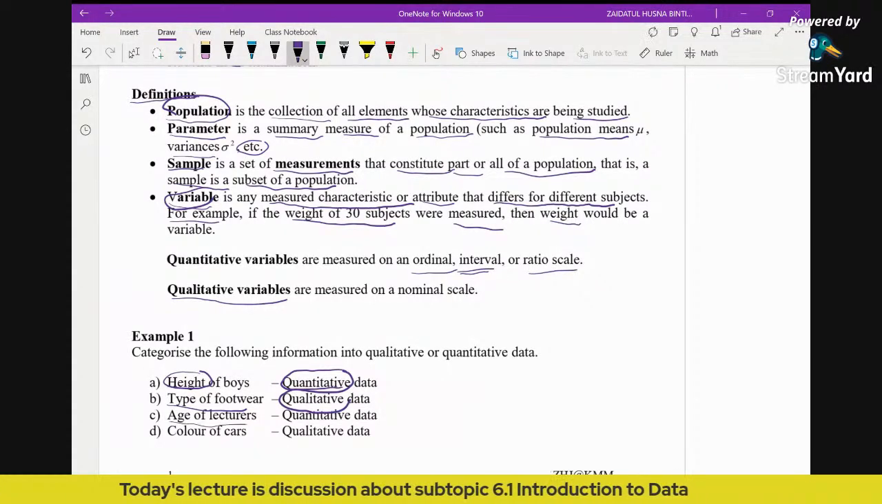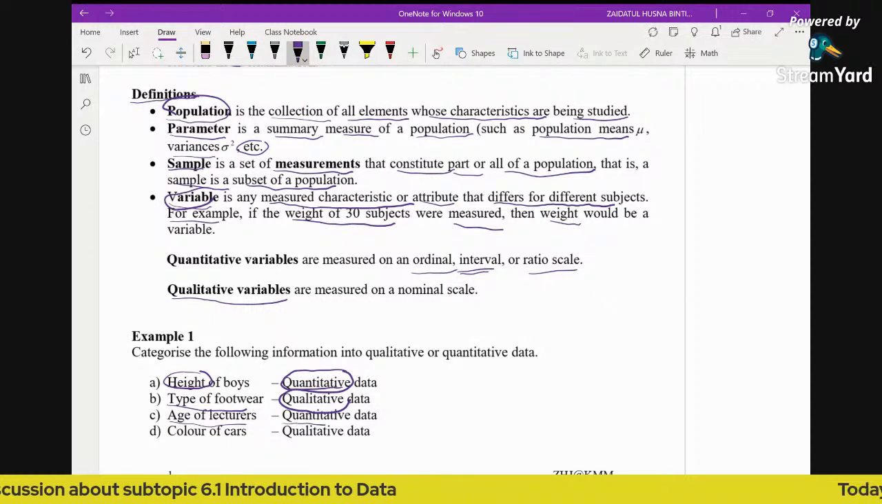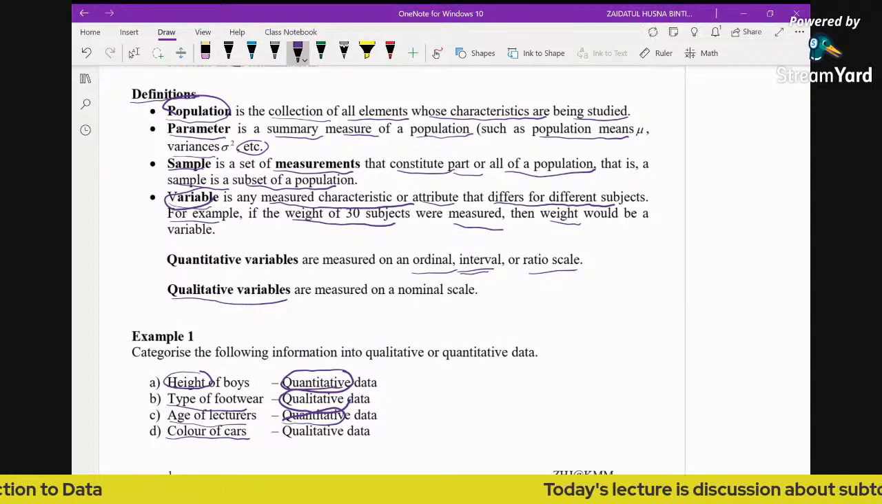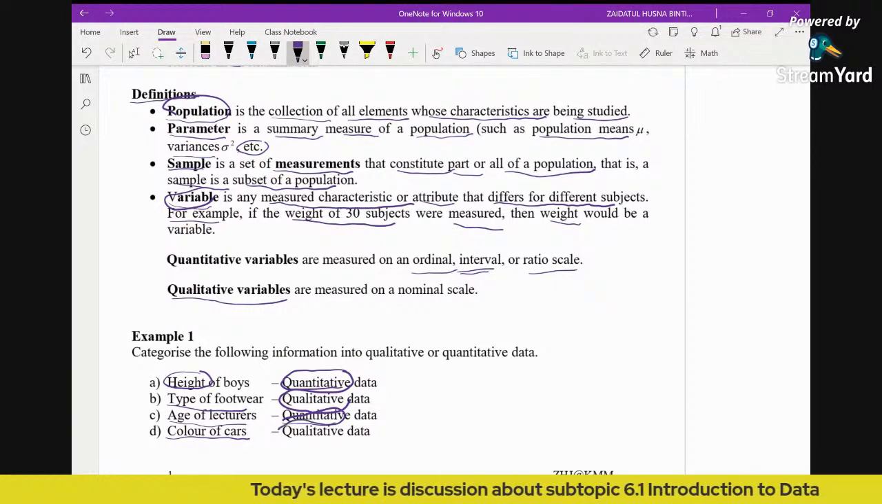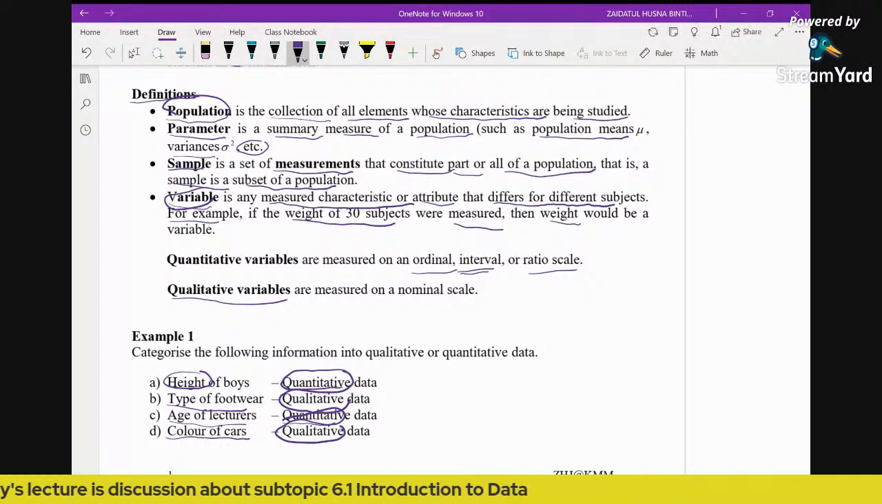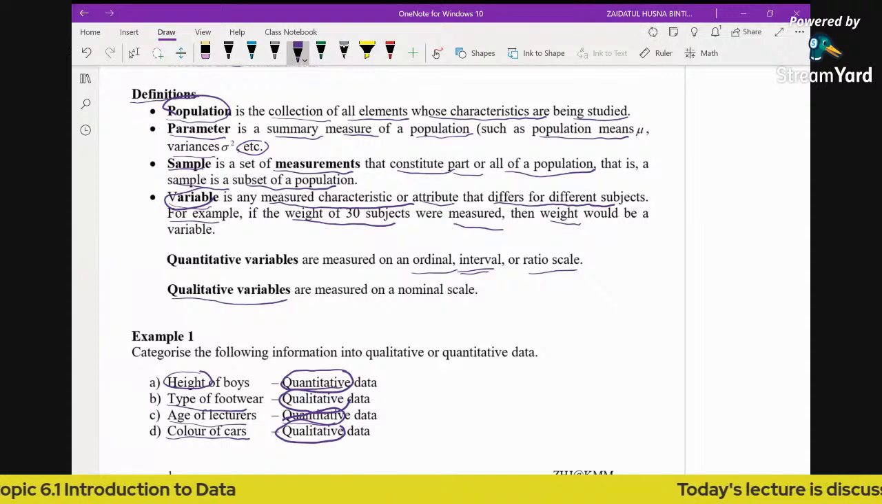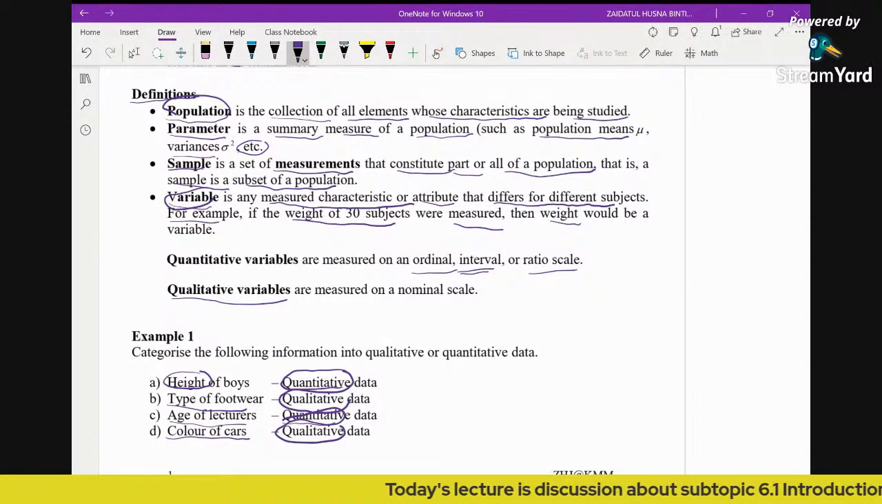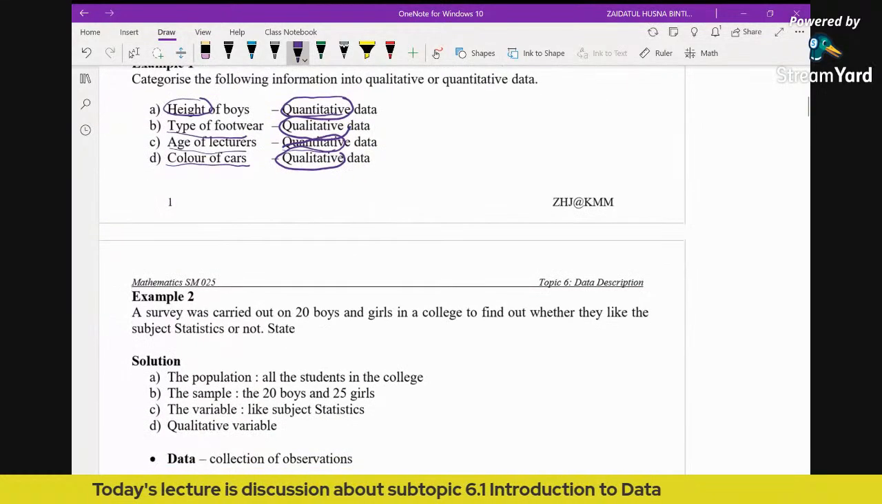And then age of lecturers. For the age, we can use numbers to represent, so we call it quantitative data. While color of cars: blue, red, green, yellow, and so on. Again, we don't have numbers to represent them. It's just a character that we can observe. So that is qualitative data. I hope by now you are able to identify the difference between qualitative and quantitative data. So now let's see an example.